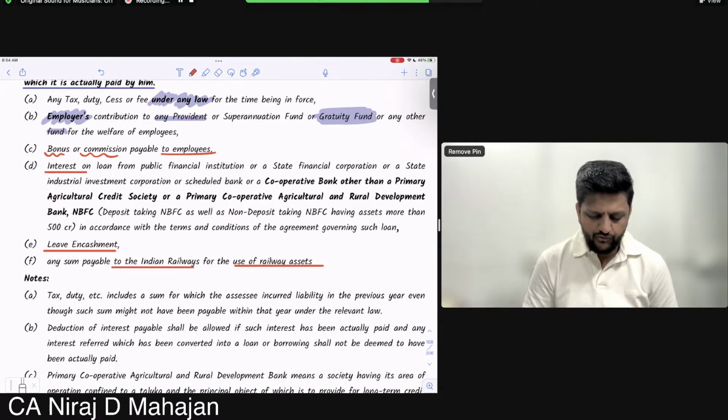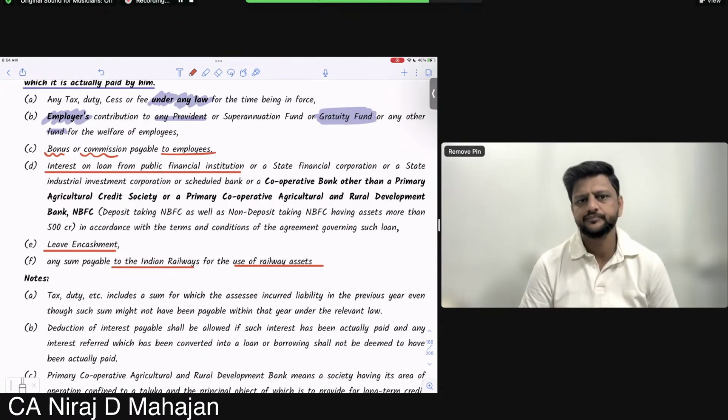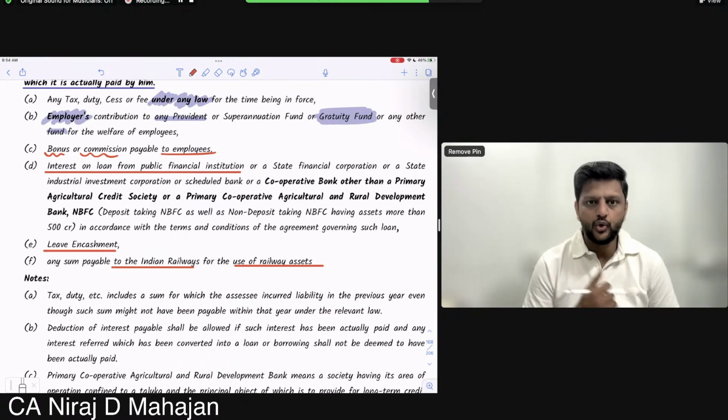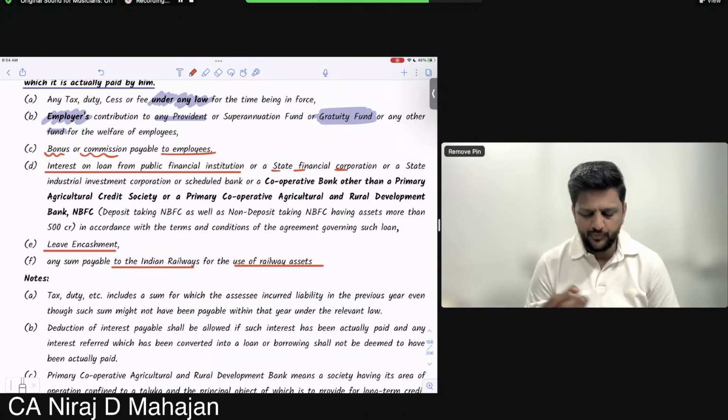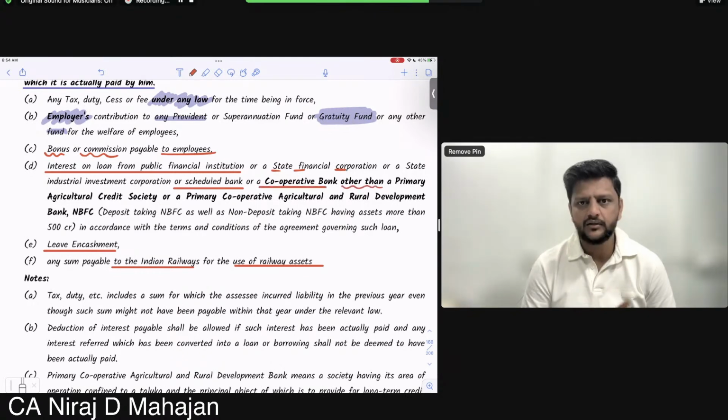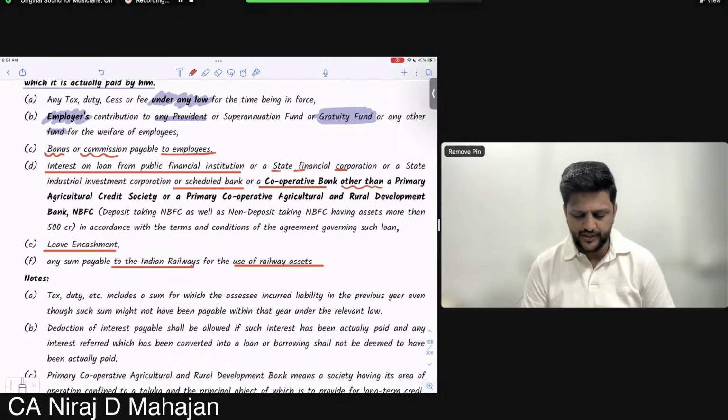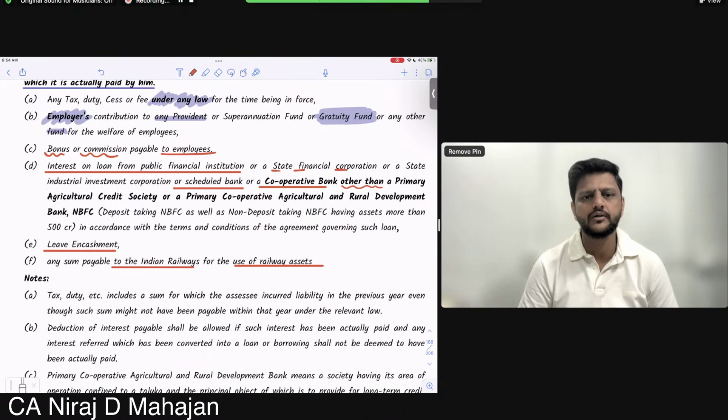And D, interest on loan. Understand? From a public financial institution, banks. Okay, public financial institutions, public, government banks, nationalized banks. So interest on loan, or a state financial corporation, or a state industrial investment corporation. So again, state sponsored, or even a scheduled bank, or a cooperative bank, but other than a primary agricultural credit society or a primary cooperative agricultural and rural development bank. My goodness.